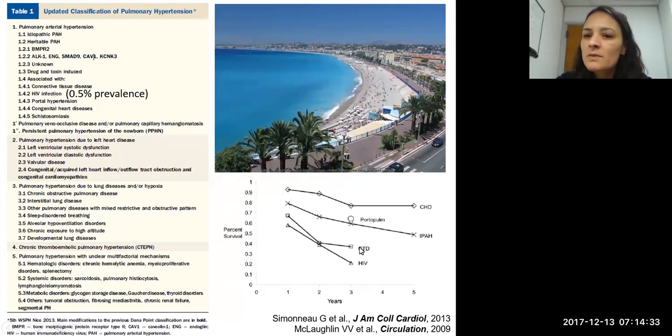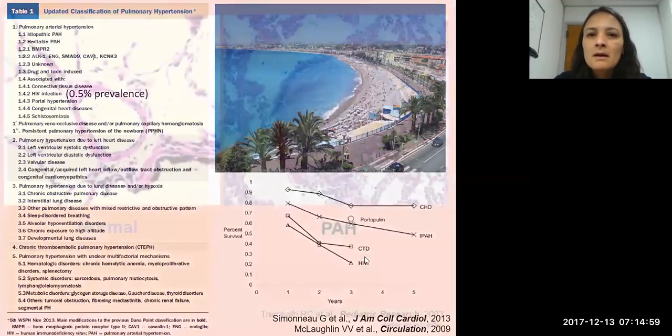We know that patients with connective tissue diseases or HIV, for whatever reason, holding all the other factors constant, tend to do a lot worse, okay? And so if we meet a patient with scleroderma or lupus-associated connective tissue disease, we tend to treat them very aggressively, okay? Because we know that we don't have as much time with those patients.